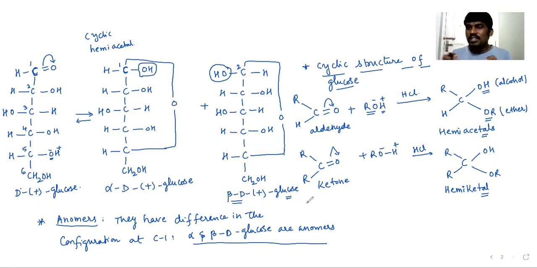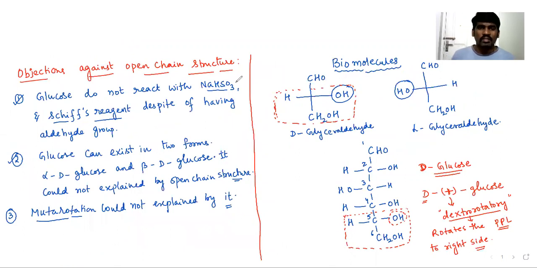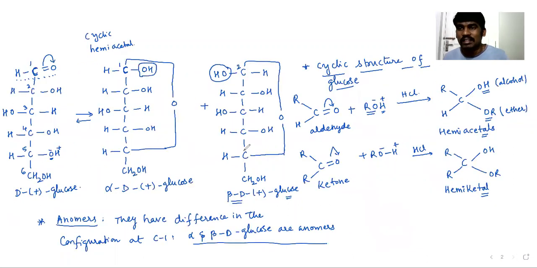If you observe it, children, it is an aldehyde functional group. This aldehyde functional group is not free. It is involved in the cyclization. That is the reason it does not react with NaHSO3 as well as Schiff's reagent. Why is it not giving those tests? Because our aldehyde group is not free. It has been involved in the formation of hemiacetal linkage. And that is point number 1.